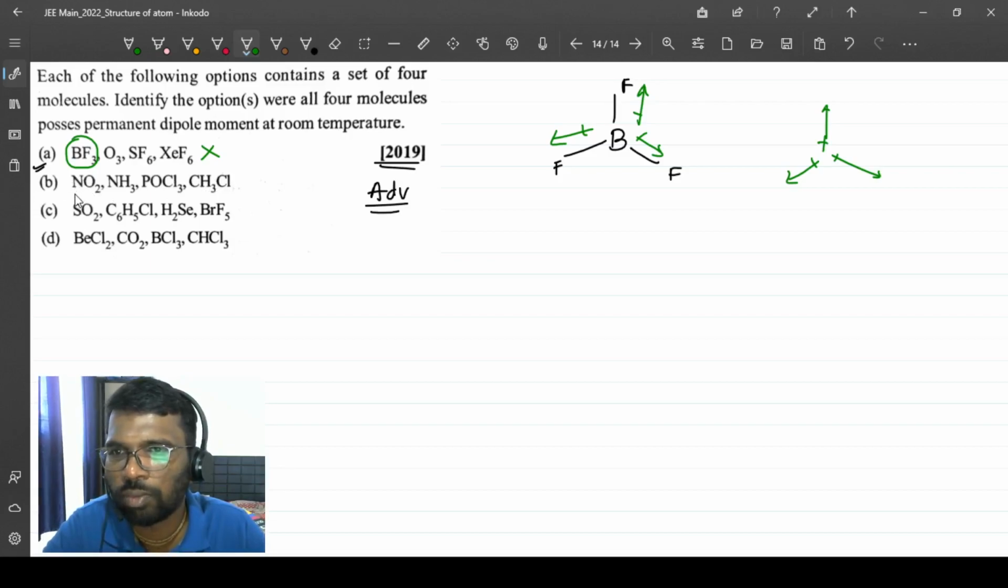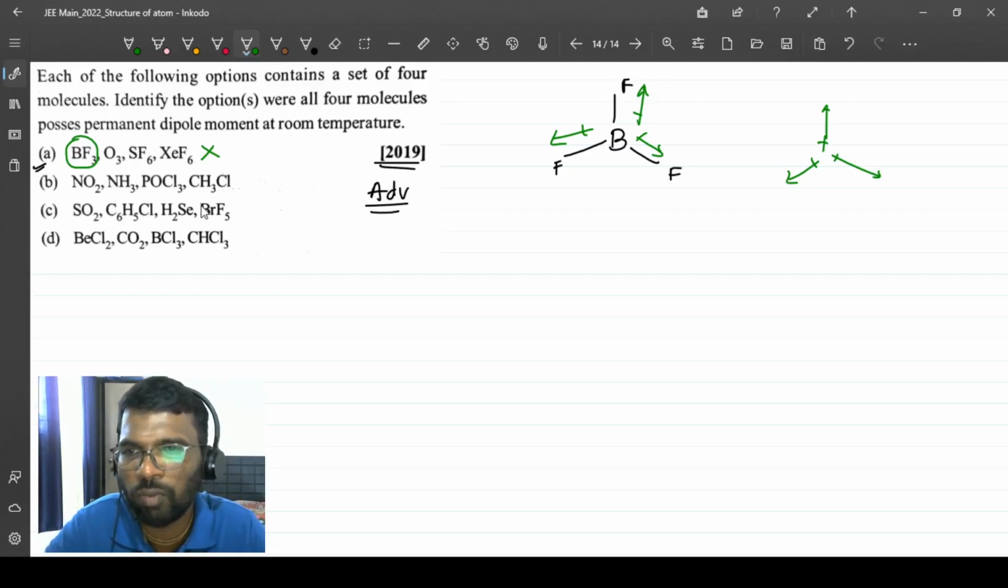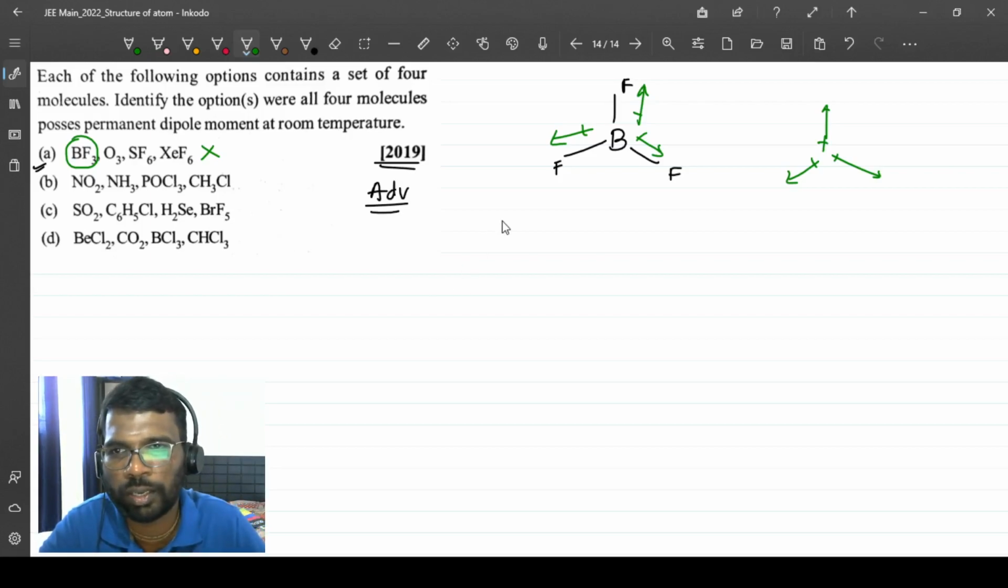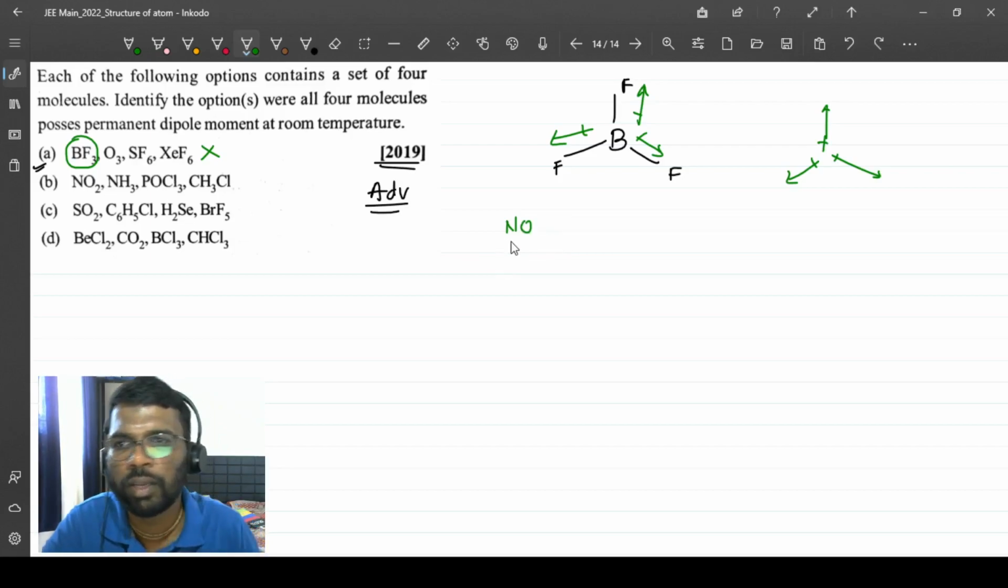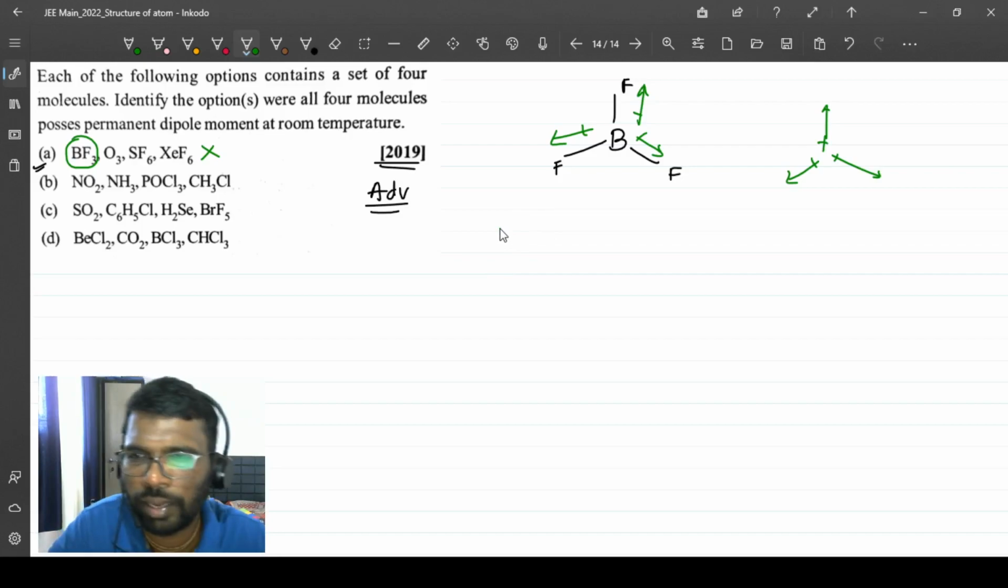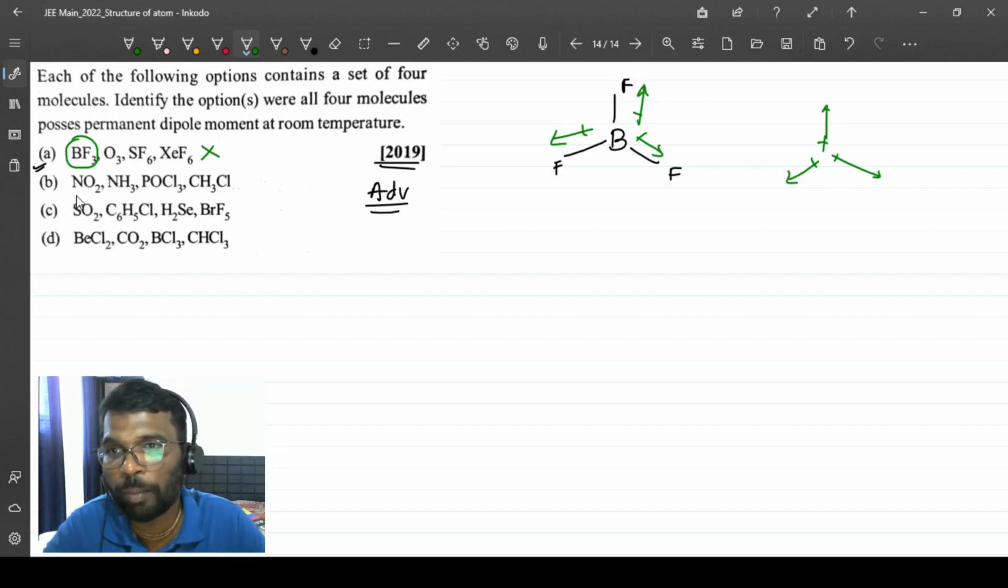Then NO2. Let's check NO2 for a permanent dipole moment. What is the criteria for a permanent dipole moment? The dipole moments should not cancel one another. In the NO2 structure, nitrogen has 5 valence electrons, right? Since it has 5 valence electrons and just two atoms bonded, there will be one lone pair of electrons on it, and it will have a permanent dipole moment.